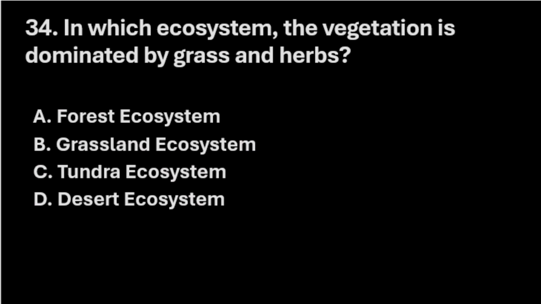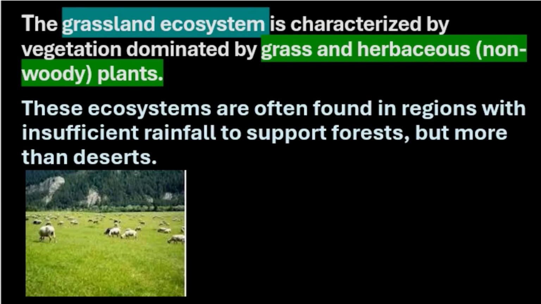Next question. In which ecosystem is the vegetation dominated by grass and herbs? Option A, forest ecosystem, option B, grassland ecosystem, option C, tundra ecosystem, and option D, desert ecosystem. The right answer here is option B, grassland ecosystem. The grassland ecosystem is characterized by vegetation dominated by grass and herbaceous or non-woody plants.